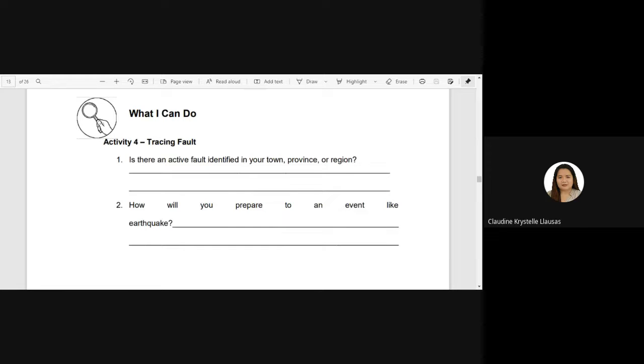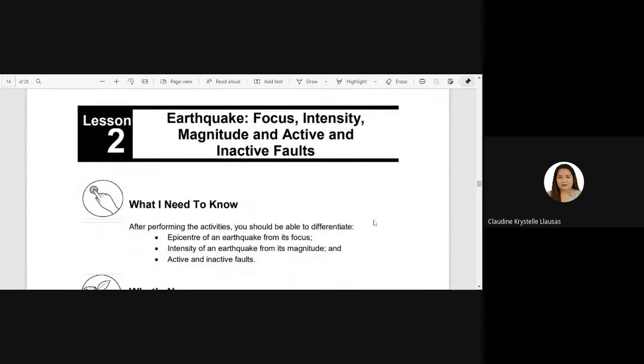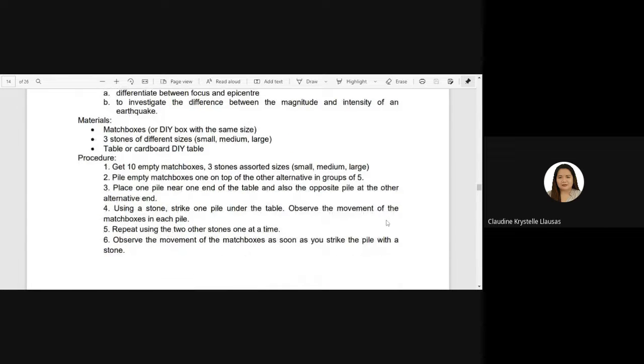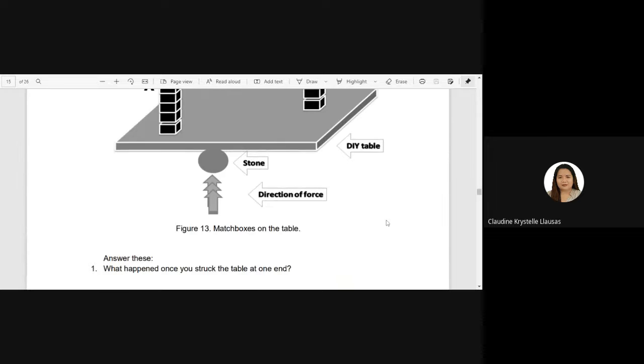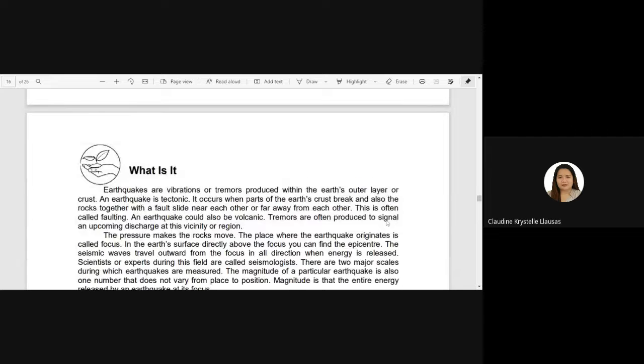Let's continue. Now we'll focus on the focus, intensity, magnitude, and active and inactive faults when dealing about earthquakes. The activity there. I hope you could read it.